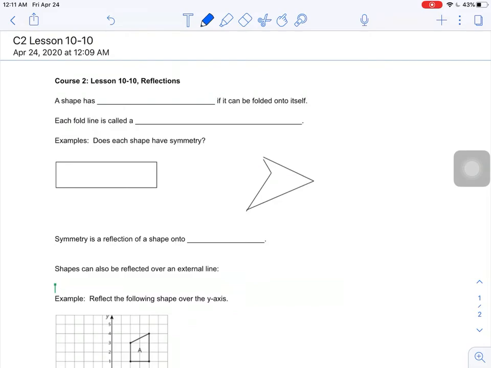So shapes can have something that is called symmetry. If a shape could be folded onto itself, or in other words, if it can be flipped onto itself. So you have to think of a fold as kind of like a flip, flipping part of the shape over onto the other part of the shape. So that's called symmetry. So those fold lines where you can fold the shape and flip one half onto the other half, each fold line is called a line of symmetry.